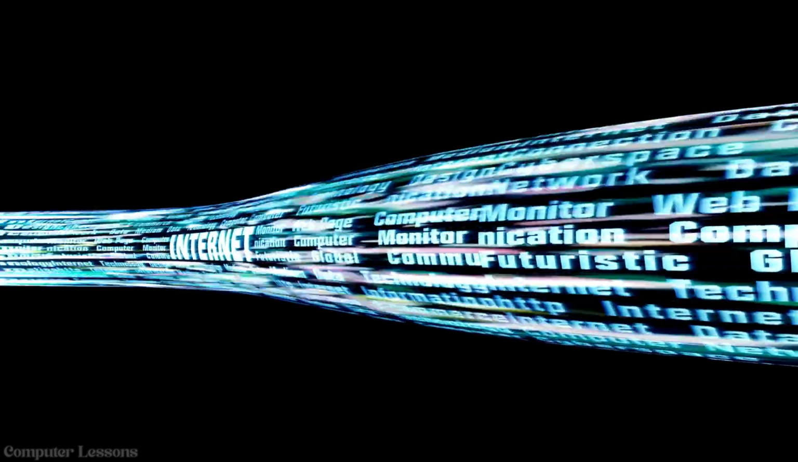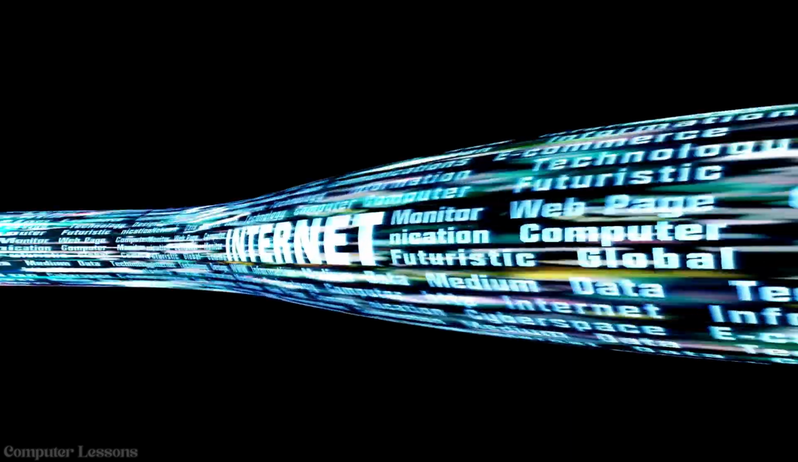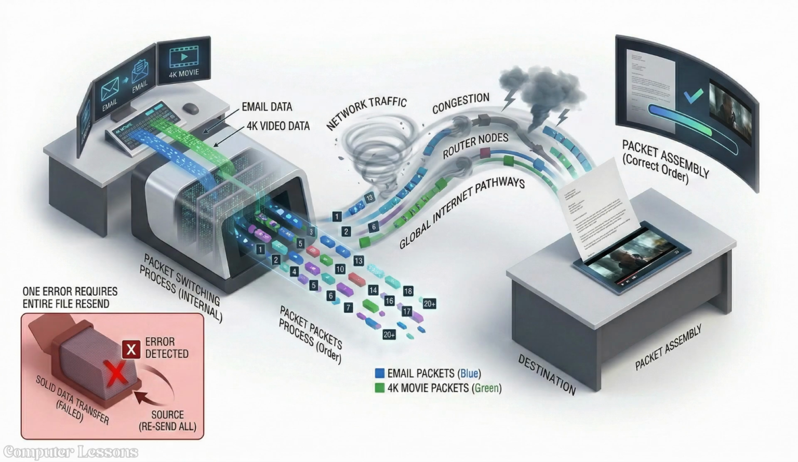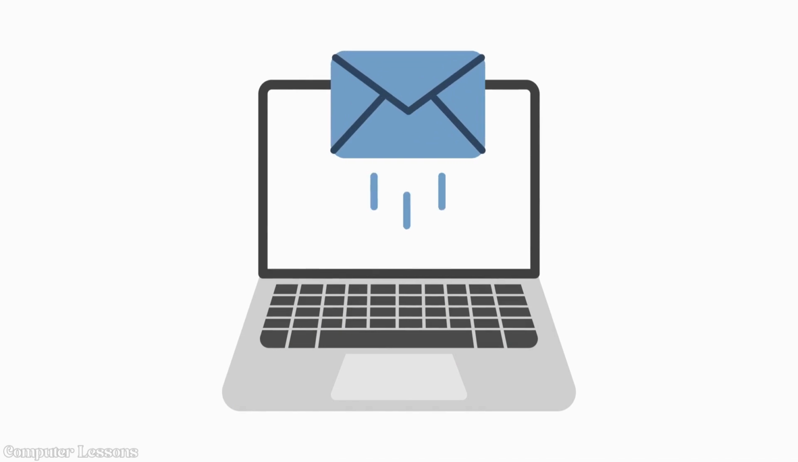The internet does not send files as solid blocks of data because a single error would require resending the entire file. Instead, it uses a technology called packet switching. Whether you are sending an email or streaming a 4K movie, your computer chops that data into tiny, manageable chunks called packets. Each packet is like a digital envelope containing a small piece of the puzzle.